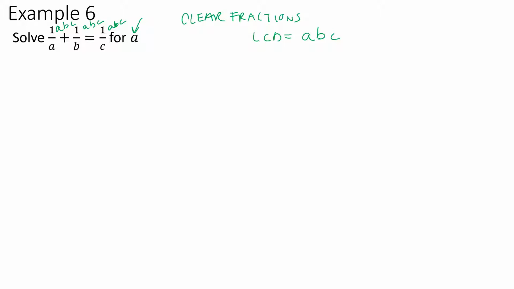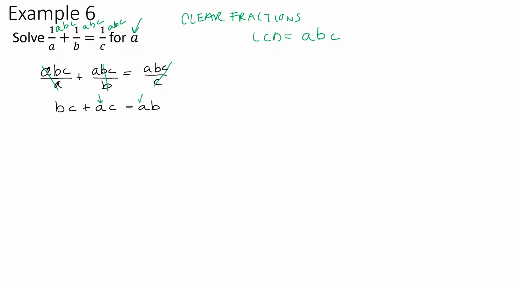So this leaves me with abc divided by a plus abc divided by b equals abc divided by c, which looks like a mess, except that watch how it cancels. All the denominators cancel out, which is the purpose of clearing fractions. So what I'm left with is bc plus ac equals ab. All right, eye on the prize. We are solving for a.